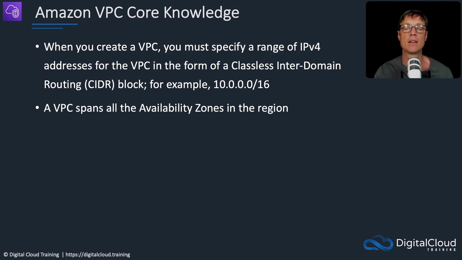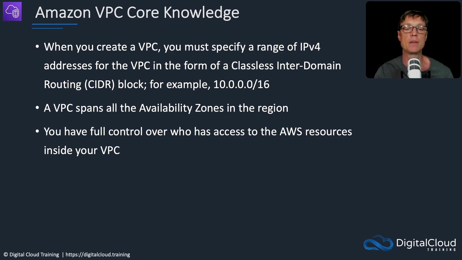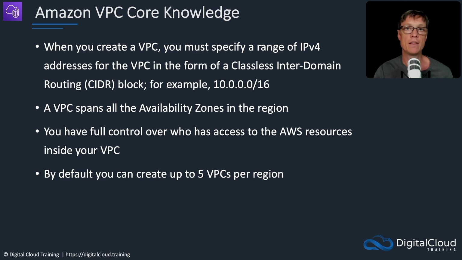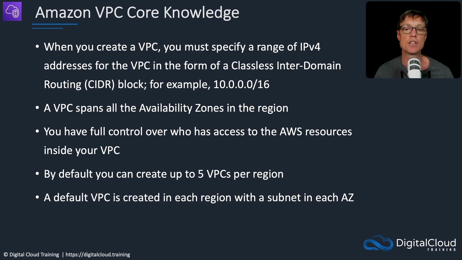It can't span AZs, but you can create multiple subnets in an availability zone if you want to. You get full control over access to your resources inside of a VPC as well. And by default, you can create 5 per region, but you can extend that if you submit a request. A default VPC is created in each region with a subnet in each availability zone, and that's always a public subnet. So whichever region we change to, you'll find there's already a default VPC, and it already has a number of public subnets in it. Now that's it for this lesson. In the next lesson, we'll have a look at how we can work out a suitable CIDR block for our use case.